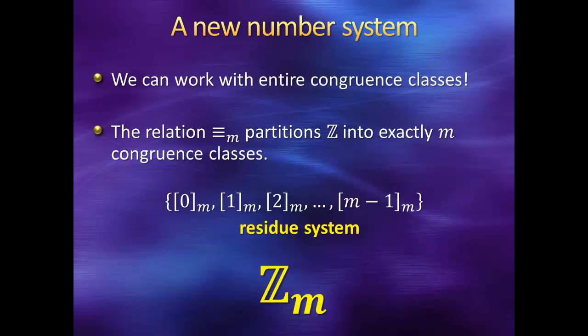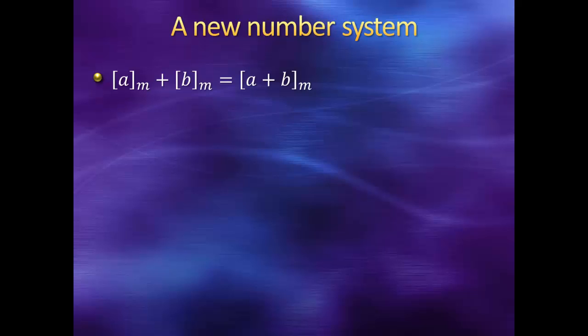Now we need to define the operations of addition and multiplication on this new residue system. The properties of modular arithmetic set us up perfectly for this. If we have two congruence classes, the class of A mod m and the class of B mod m, then the sum of those two congruence classes will be the congruence class of A plus B mod m. Similarly, the product of those two congruence classes will be the congruence class of A times B mod m. So for instance, suppose we're dealing with the residue system Z5.